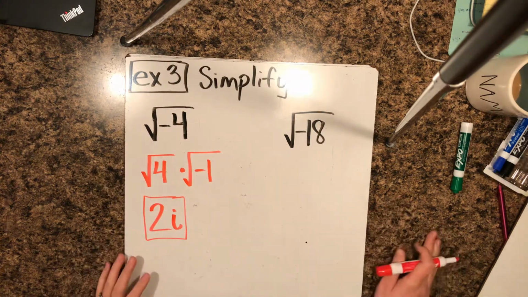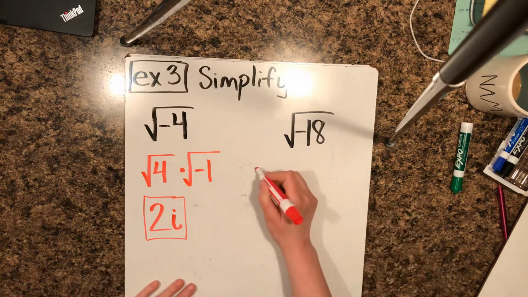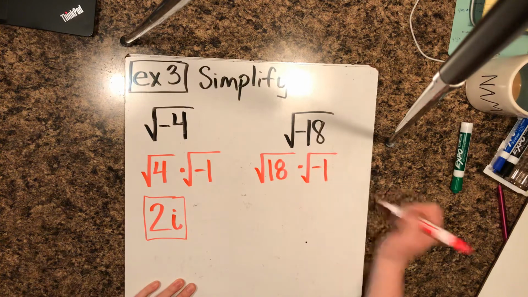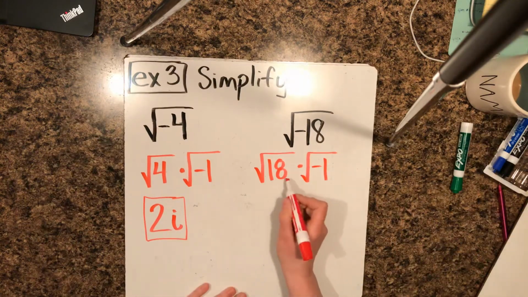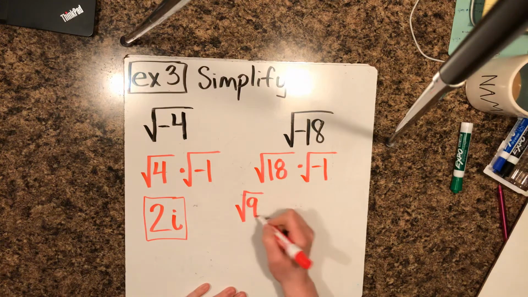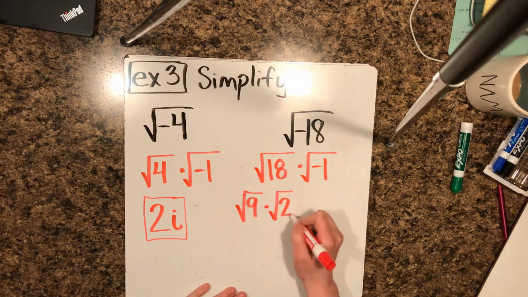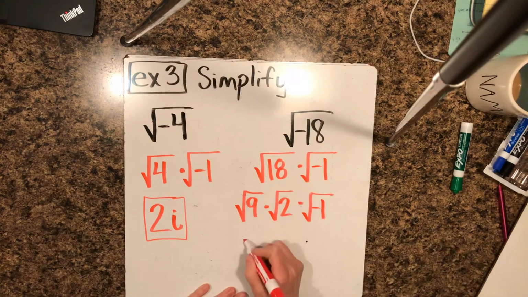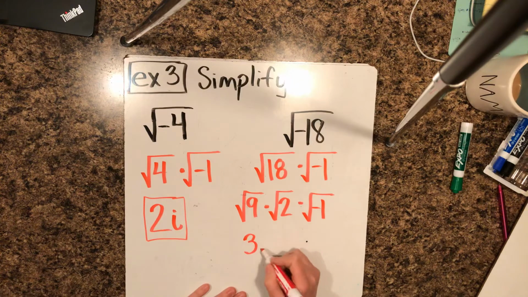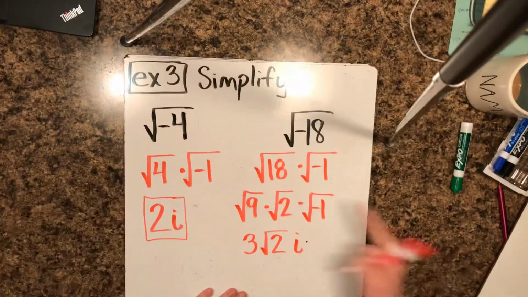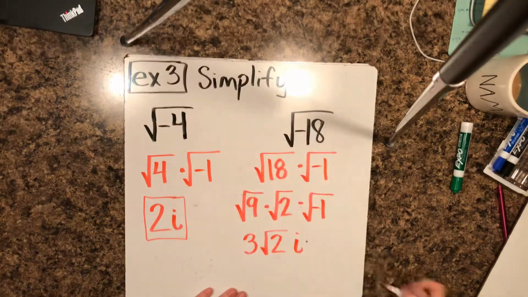Okay? So square root of -18 is the same thing. Okay? Square root of 18 times the square root of -1. Now, the square root of 18 can still be broken down further. We can say it's the square root of 9 times the square root of 2 times the square root of -1. Okay? Square root of 9 we know is 3. Square root of 2 we cannot simplify further. We now know the square root of -1 is just I. When there's negativity, kick it out and make it an I.